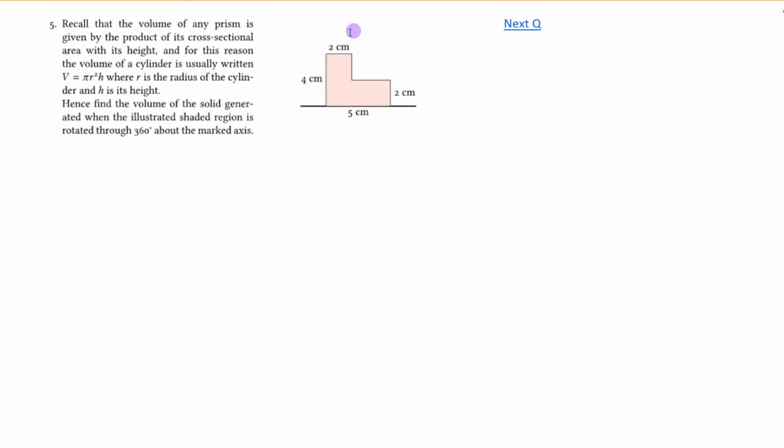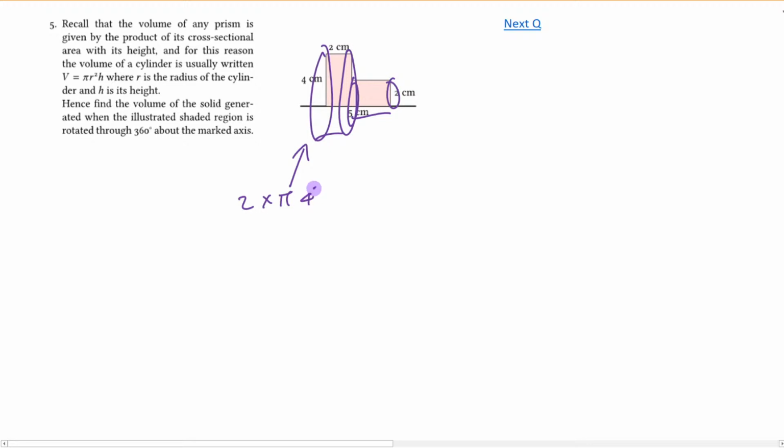Right, so what we have is this being rotated around this axis to form two cylinders effectively. You've got one cylinder with radius 4, height 2, and another cylinder with radius 2, height 5. So the volume of this one is going to be 2 times pi times 4 squared, so pi r squared times the height, plus this one, which is going to have a height of 3, because the whole thing was 5. So we're going to get 3 times pi times 2 squared.